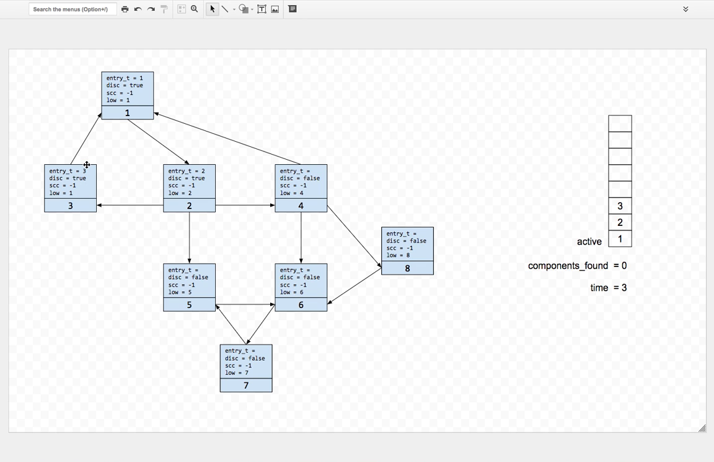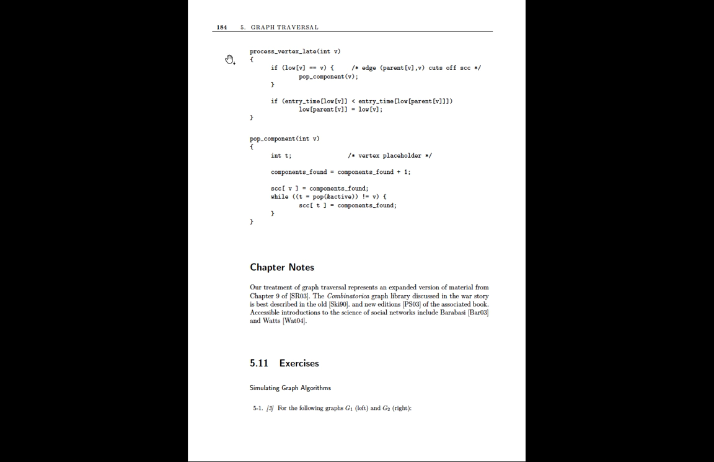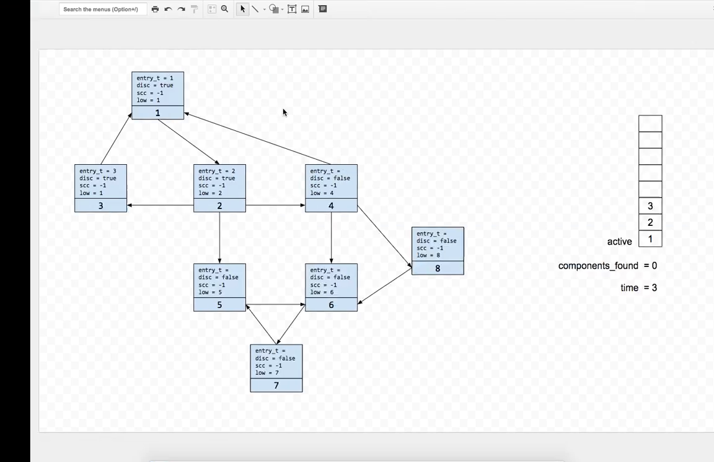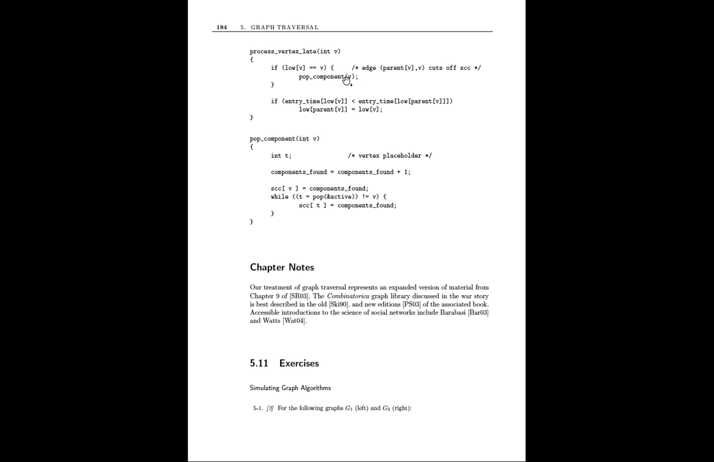Before we do that, we are going to process vertex 3 late. We're going to call the function process vertex late on vertex 3. So if low of vertex 3 is equal to vertex 3 itself, then we would pop components. But low is not equal to vertex 3 itself, it's equal to vertex 1. We're not going to do that.